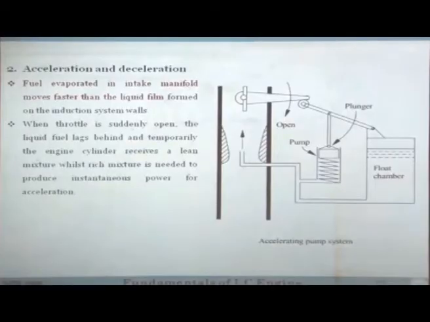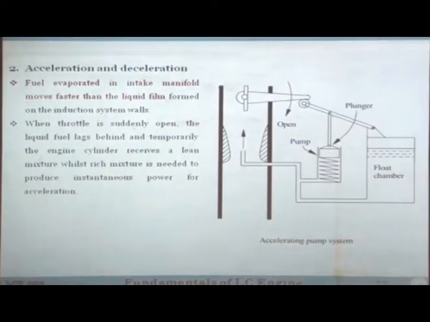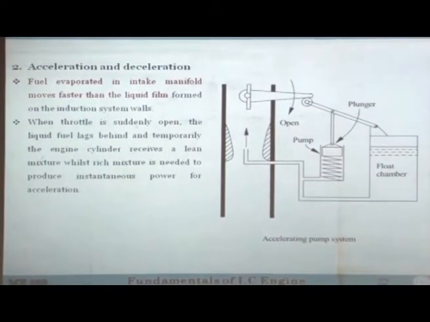So, when the throttle is opened suddenly, the liquid film lags behind. You have put more extra fuel, the throttle is pulled, you have put extra fuel, but half of this fuel has stuck to the walls, and it is not moving as fast as the other half. So, temporarily the engine cylinder receives a lean mixture, while the rich mixture is needed to produce instantaneous power for acceleration. So, that means this film is actually acting as a spoil sport.